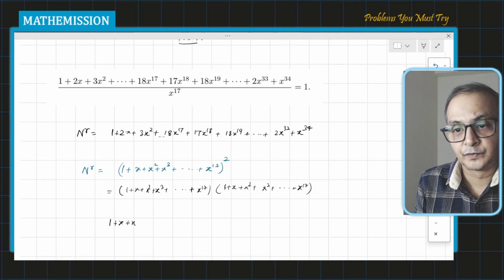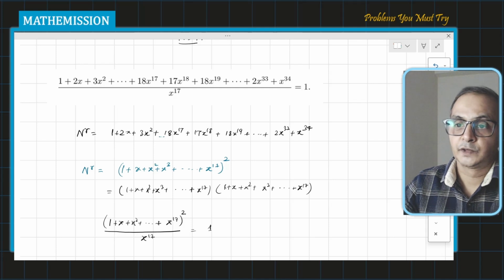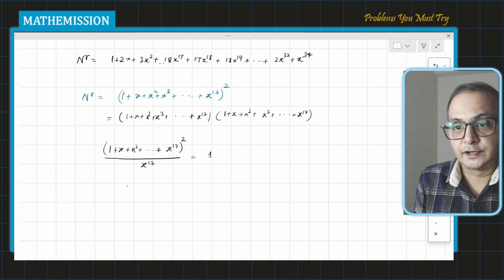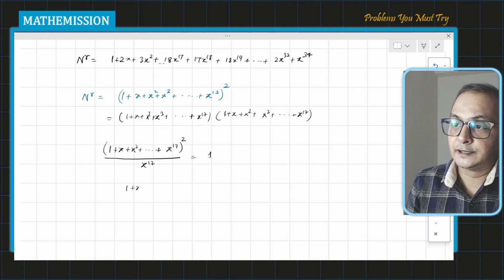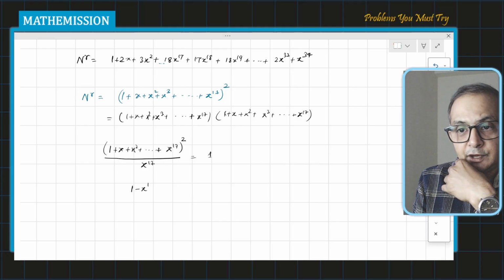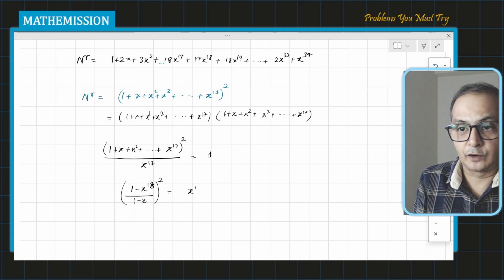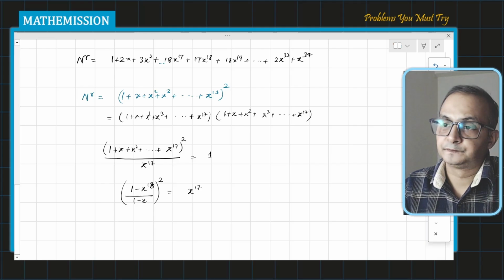1 plus x squared till x to the power 17, the whole squared, divided by x to the power 17, and that is equal to 1. I can also write, if you notice, that 1 plus x and so on is a geometric series with the common ratio x, and so we can write (1 minus x to the power 18, because 18 terms are there) divided by 1 minus x. And here I can write x to the power 17, by the way, square of it.